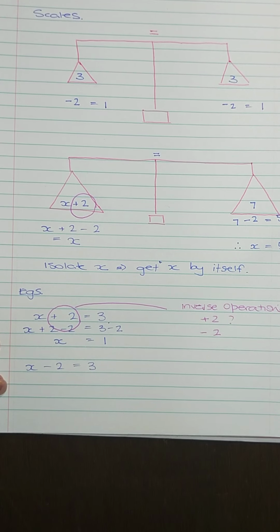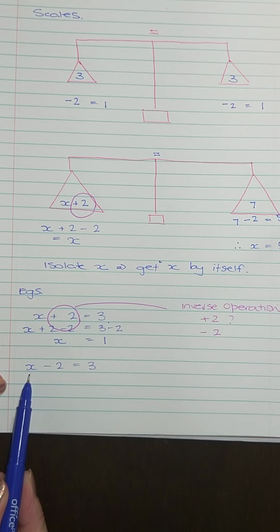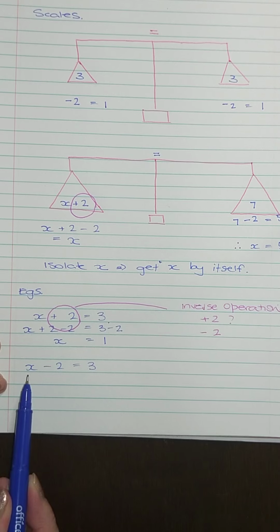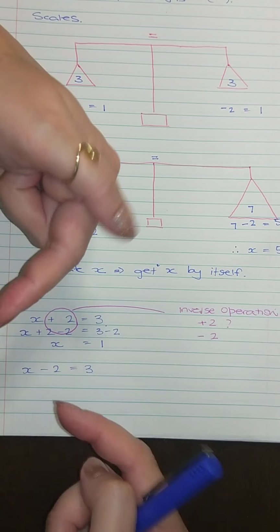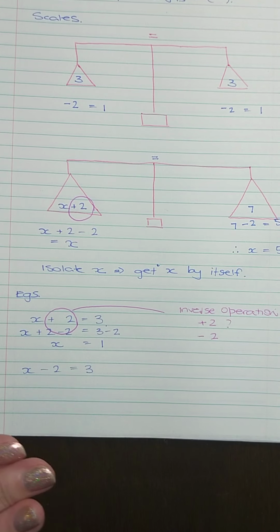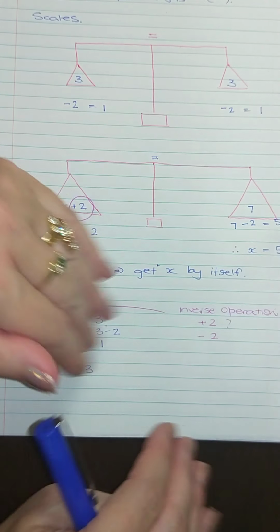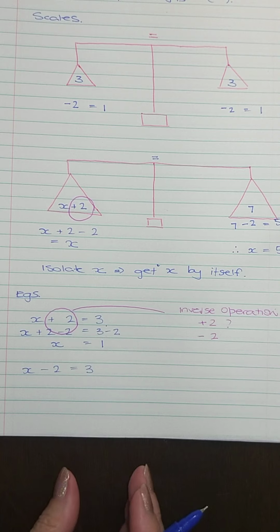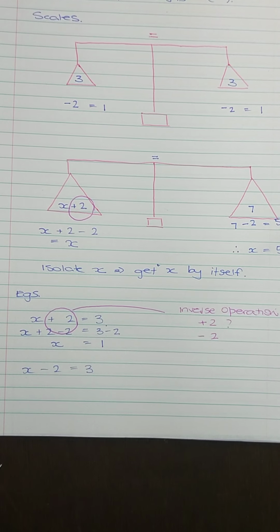What's the name of the game? The name of the game is to isolate x. What does that mean? It means get x by itself. In other words, we want x on one side of the equation and all the numbers and the maths on the other side of the equation. That way we can do the mathematics and solve for x.